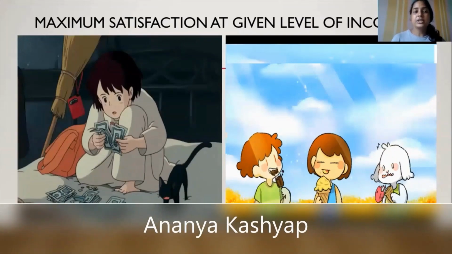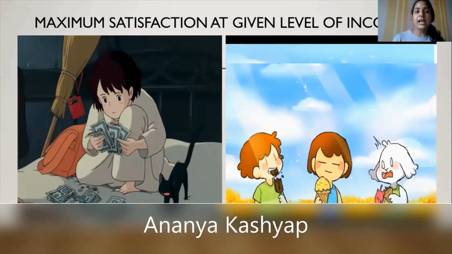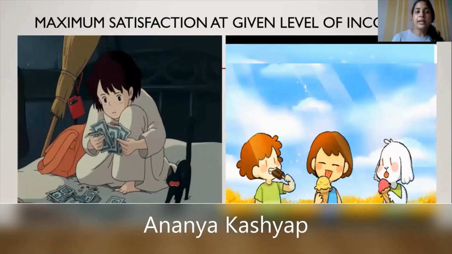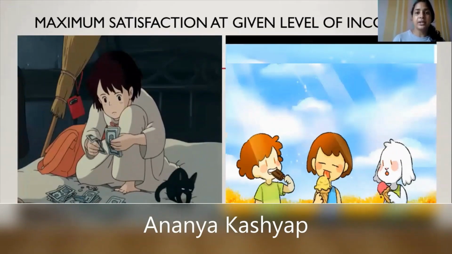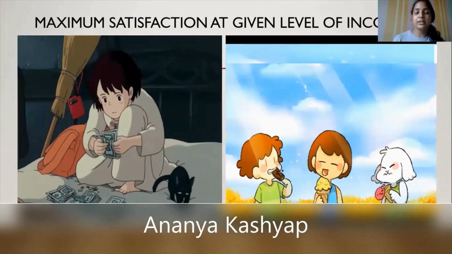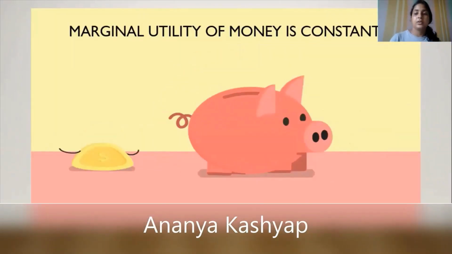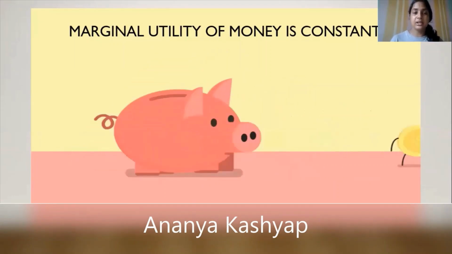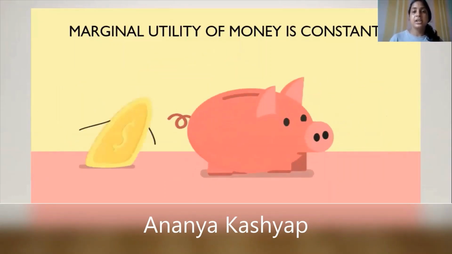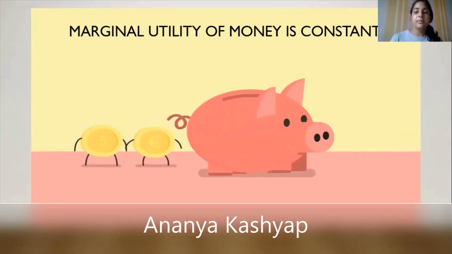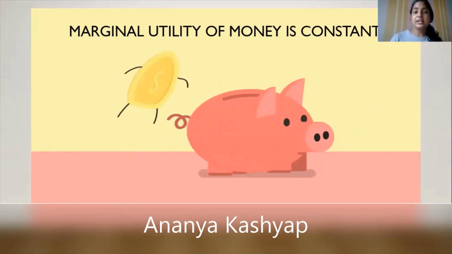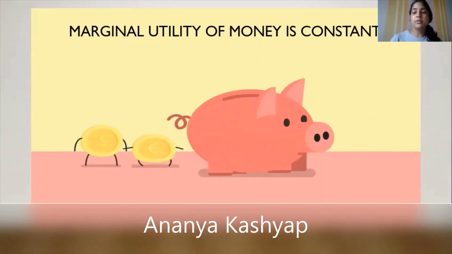The first assumption is an individual acts as a rational consumer. He tries to maximize the level of satisfaction with a given level of income. The unit of measurement, which is money in this regard, should be constant. If it is not constant, the measuring rod for utility will be elastic, which will not be acceptable for measurement.